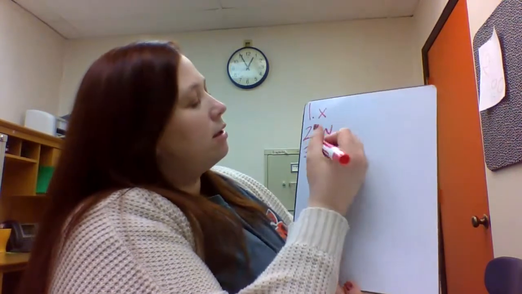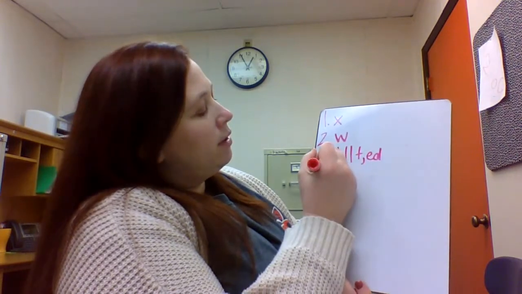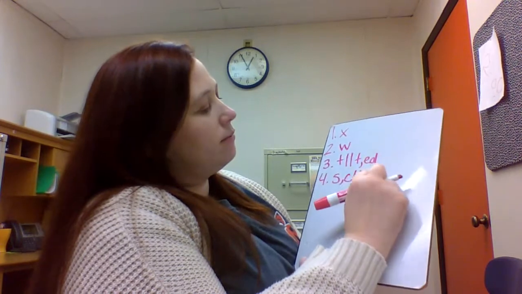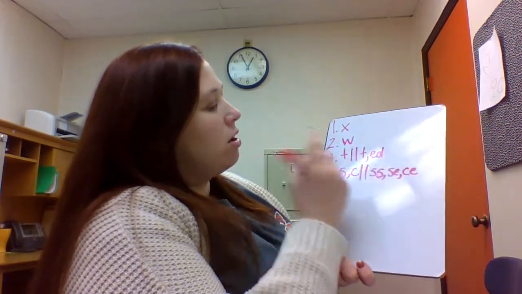Number 1, we are going to do X. That is X. Number 2, we're going to do W. W. Number 3, we're going to do T. That's T, or as a final sound, T or E, D. Number 4, we're going to do S. That's S, comma, C, or as a final sound, SS, SE, or CE. Number 5 is AW.